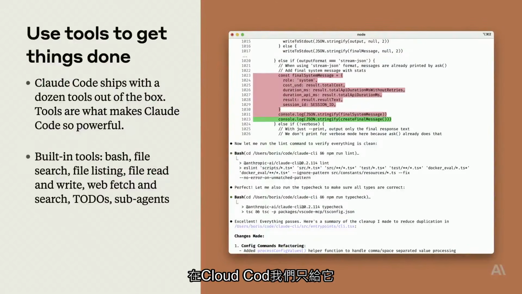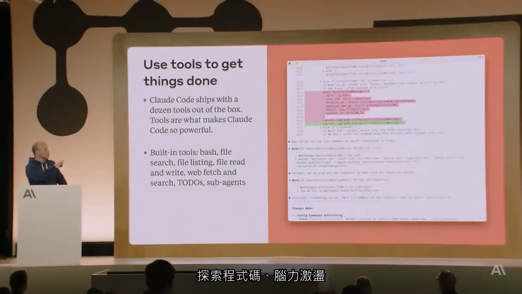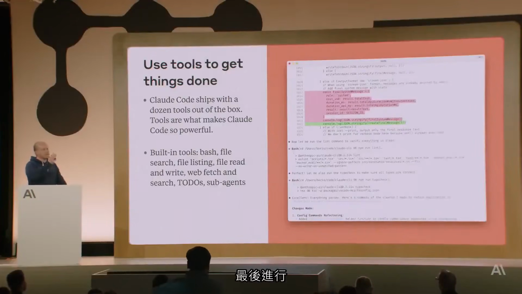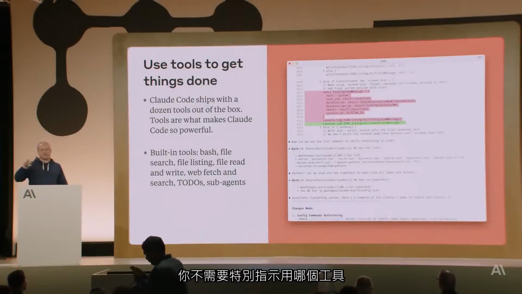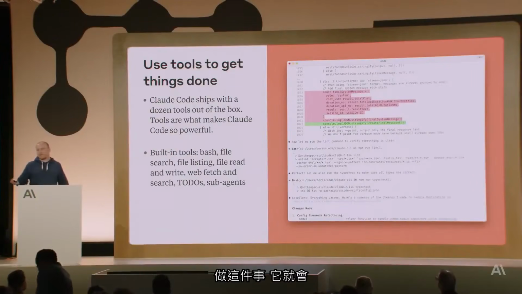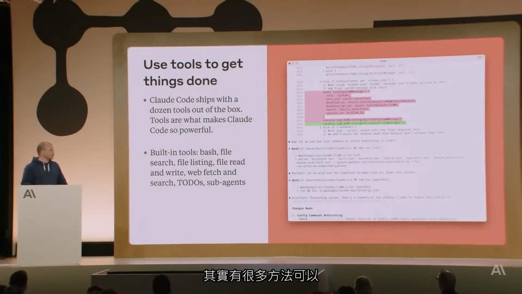And with Claude Code, we give it a pretty small set of tools. It's not a lot. It has a tool to edit files, a tool to run bash commands, and a tool to search files. And it'll string these together to explore the code, brainstorm, and then finally make edits. You don't have to prompt it specifically to use this tool and this tool and this tool. You just say, do this thing, and it'll figure out how to do it. It'll string it together in the right way that makes sense for Claude Code.